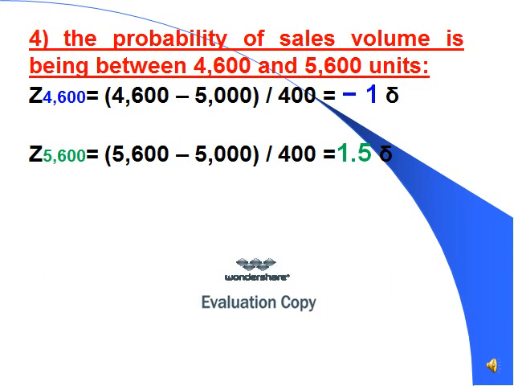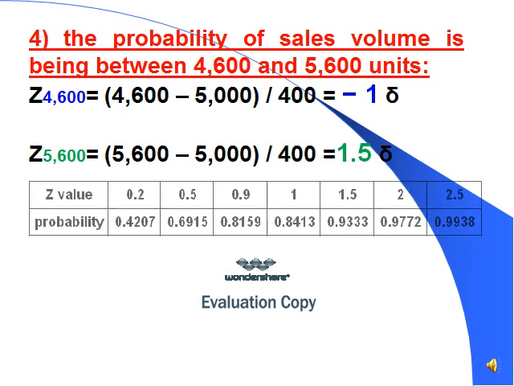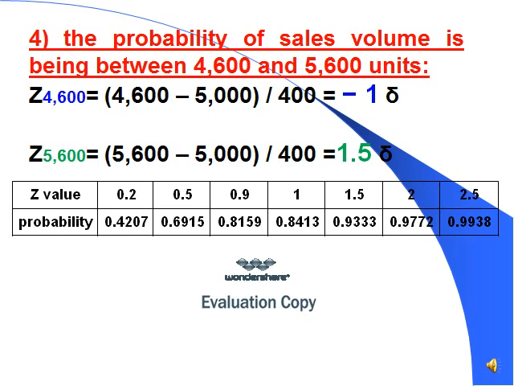Required number 4. What is the probability of sales volume being between 4,600 and 5,600 units? We'll calculate Z at 4,600 units and at 5,600 units. Z at 4,600 equals (4,600 minus 5,000) divided by 400, which equals minus 1. Z at 5,600 equals (5,600 minus 5,000) divided by 400, which equals 1.5.